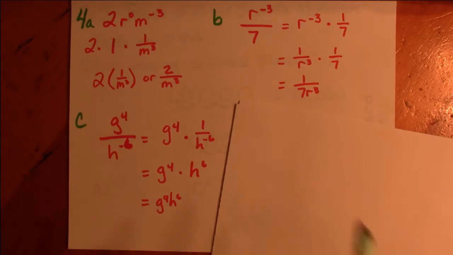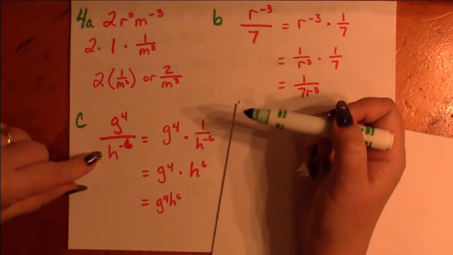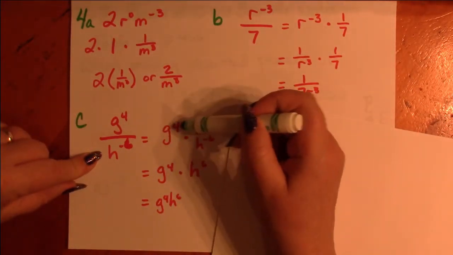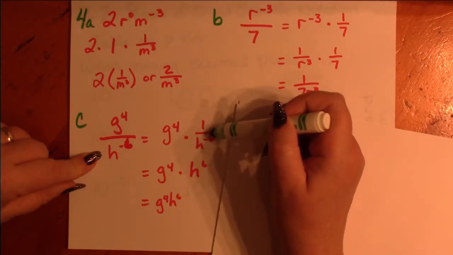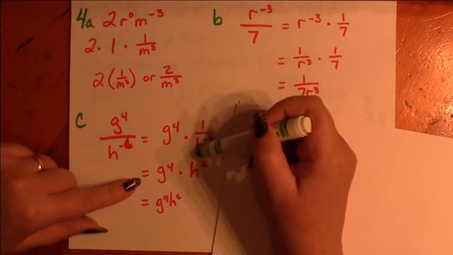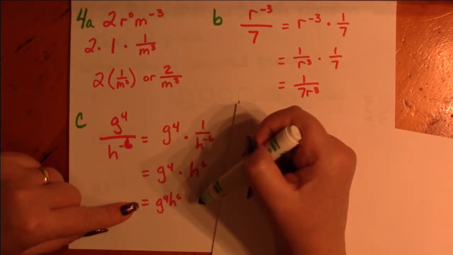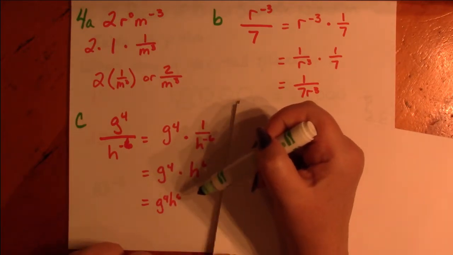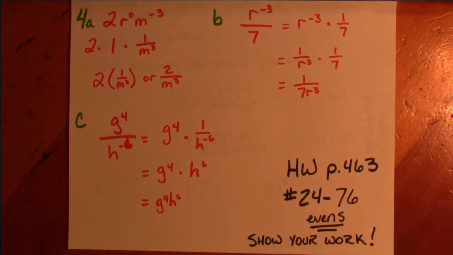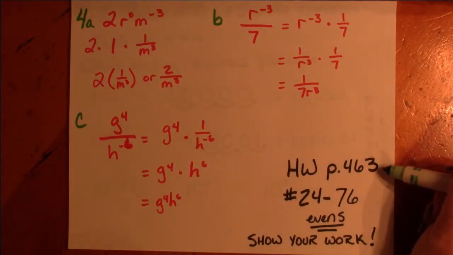For c, we have g to the 4th over h to the negative 6, and we're going to break those up. G to the 4th times 1 over h to the negative 6, which is really h to the 6th, and then we can multiply those together, g to the 4th h to the 6th. And that's it.